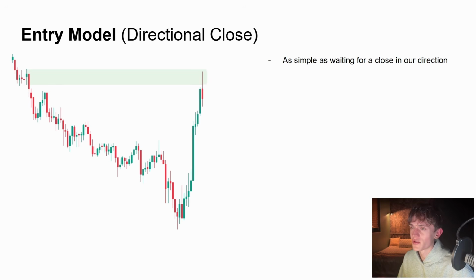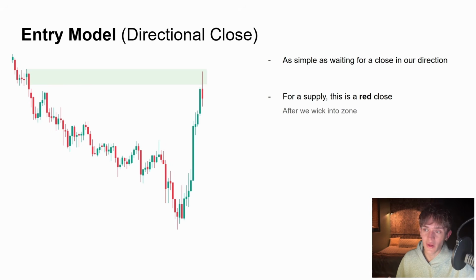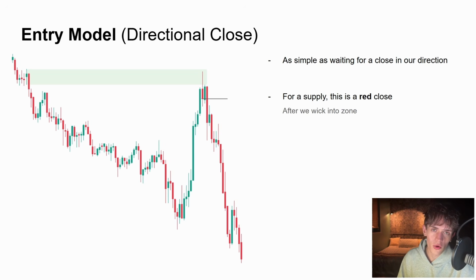I'll just quickly go through a supply as well. Just once again, it's great to see. For a supply, we want to go downwards, so we're going to wait for a close in our direction. That's just going to be a red close after we wick and do not close inside of our zone. As you can see, the volume is insane after we get this confluence. The entry price would just be here. We've shown enough convincing involvement from the market movers, therefore we can be a lot more confident that we will continue in that direction.